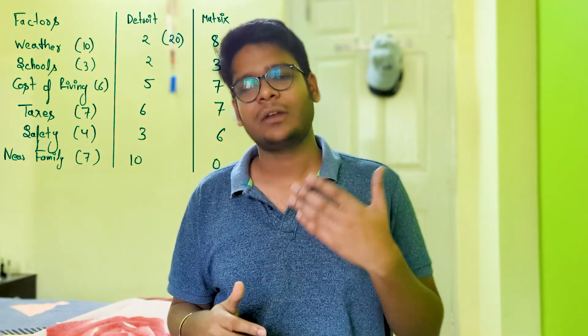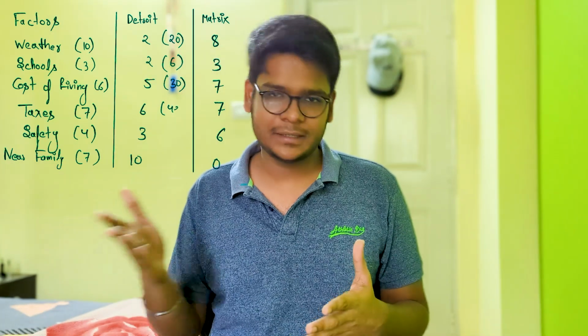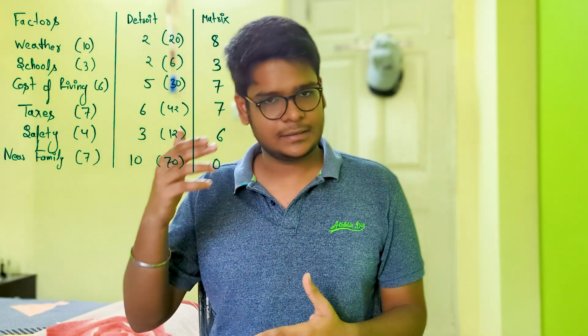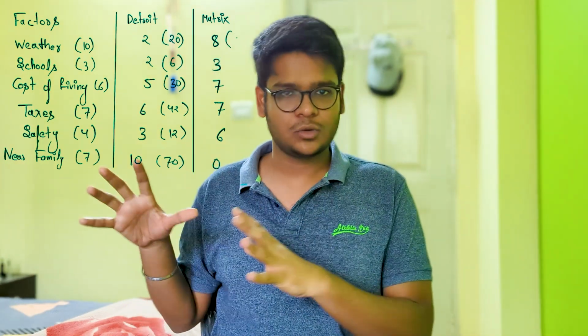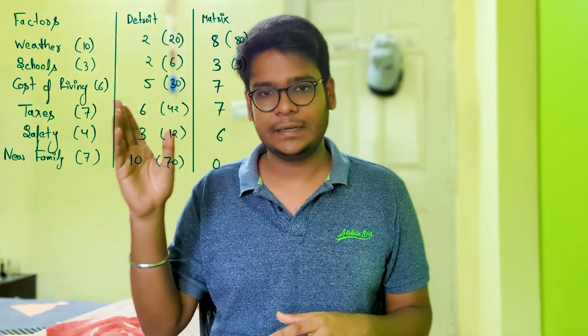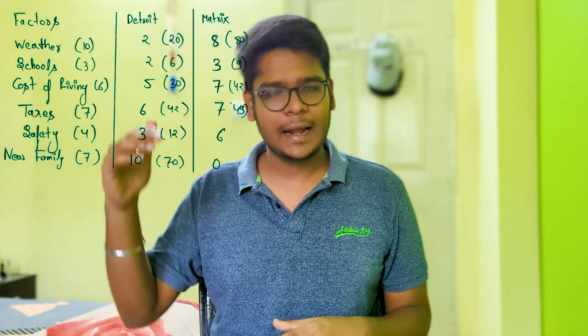Now you have the schools. For schools, the schools in Phoenix are way better than Detroit, so you gave 3 to Phoenix and 2 to Detroit. That is how you did it. Now you have given ratings to all of them. Now what you will do is multiply the factors with the ratings you have given in each of the cities, Detroit and Phoenix, and then add it all up.